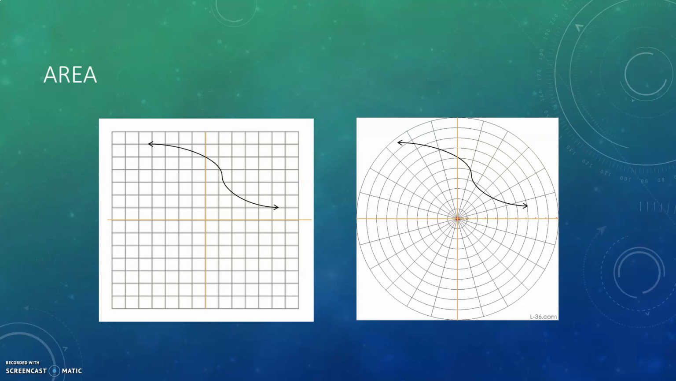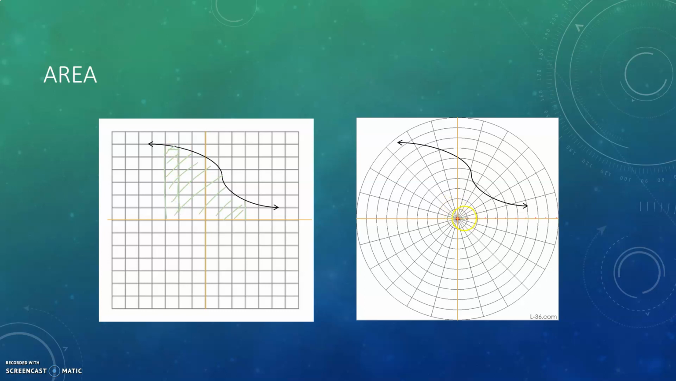Before we start, I want to emphasize a big difference when we talk about area with polar curves versus area with rectangular curves. When we find the area under a rectangular curve, we're just finding the area between the x-axis and the curve, so we're finding this area. And we approximate that area by drawing rectangles and adding up infinitely many rectangles.